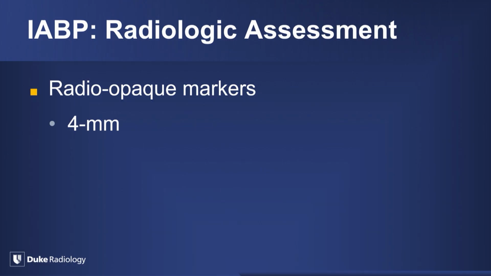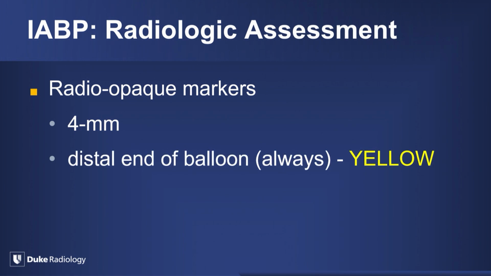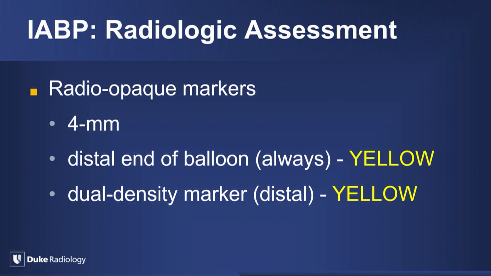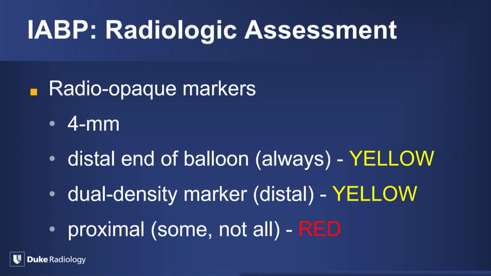A little bit about assessment. So all balloon pumps will have an approximately 4 millimeter metallic marker at the distal end of the balloon. For purposes of this talk, I will be denoting those in yellow. There are dual density markers that are sometimes seen at the distal end as well. I will also denote those in yellow. I will show you an example. And then some, but not all, balloons will have a marker at the proximal end. All the ones that we use in our institution have dual markers on both ends, but there are some out there where there's only a marker at the distal end of the balloon. Those I will denote for purposes of the talk in red.